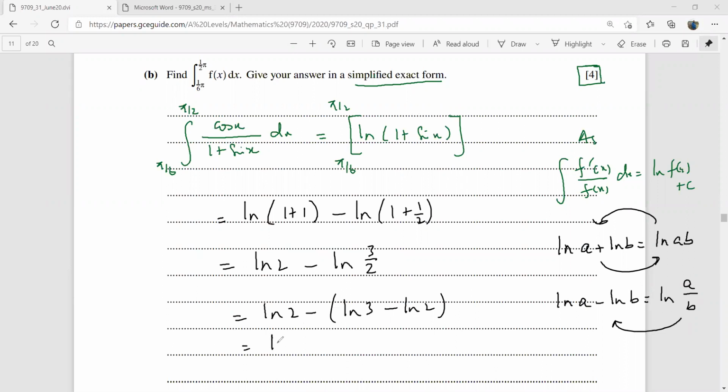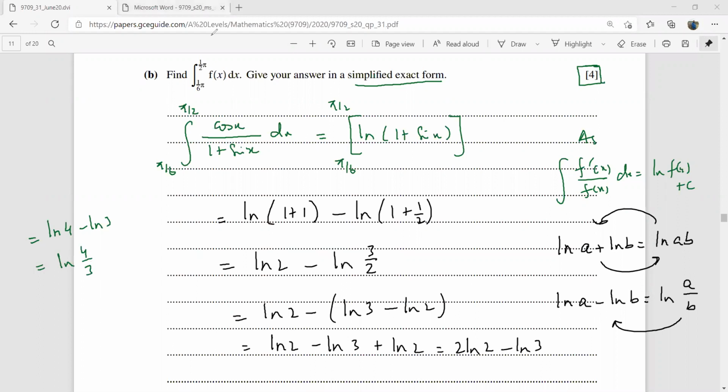ठीक है बच्चों, this is ln 2 minus ln 3 plus ln 2. Finally, this is going to be 2 ln 2 minus ln 3. You can leave it up to this, and if you have a better taste of logarithms, you can write it as ln 4 minus ln 3, and you can even write it as ln 4 over 3.